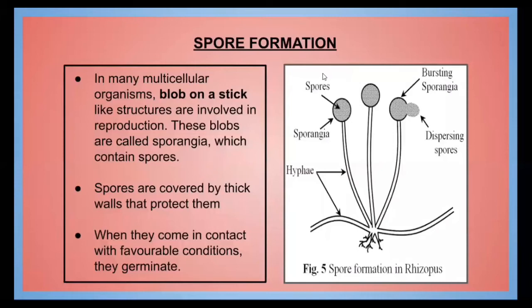Spore formation. Spore formation is another type of method of reproduction. In this, there is a blob on a stick. This is a stick, and on that is the blob. In this, the spores are there. Inside this, there are many spores. Spores are similar to seeds but not seeds, and when these spores come in contact with favorable conditions, they grow into a new plant. Here we are seeing the spore formation in Rhizopus.